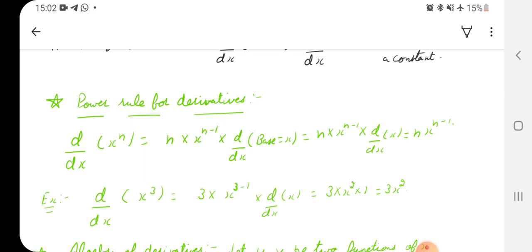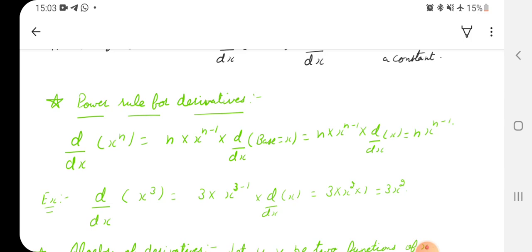That means the power comes in front, and the power becomes one less, into the differentiation of the base. Base means whose power we are taking, right? So n into x power n minus 1 into d over dx of the base. The base is what? x. Now n into x power n minus 1 as it is. Now differentiation of x with respect to x is always 1. So we will get n x power n minus 1. So this was our differentiation of x power n.